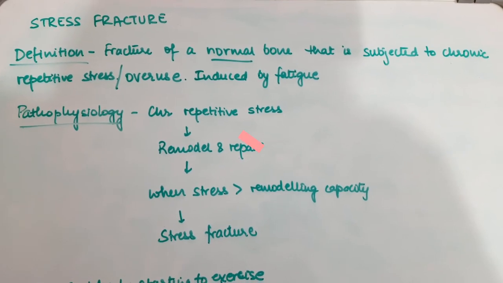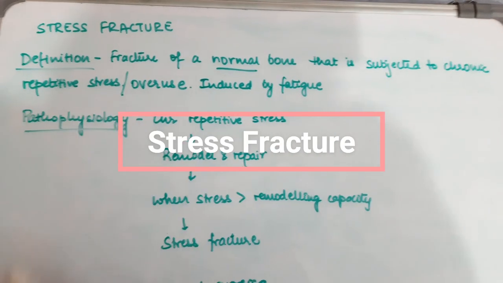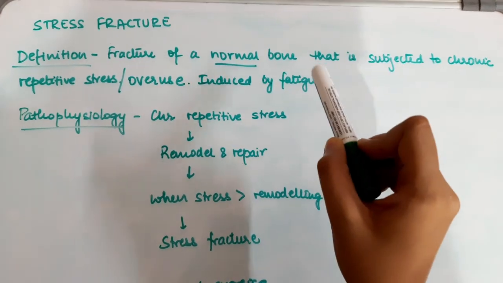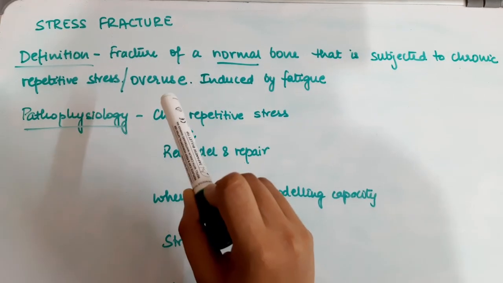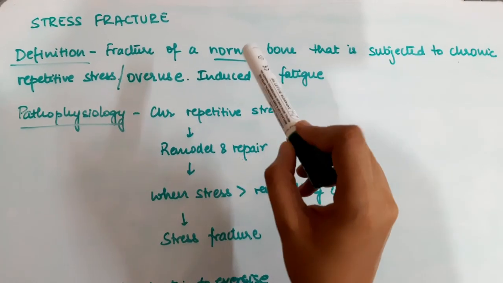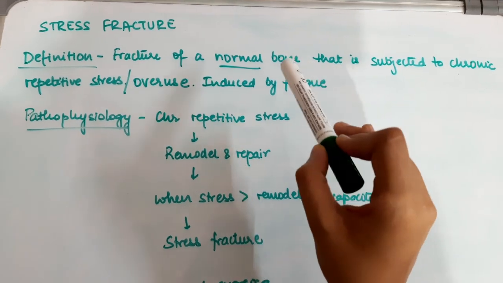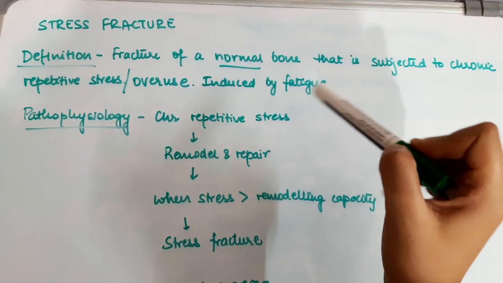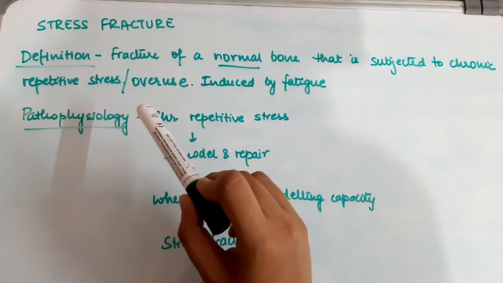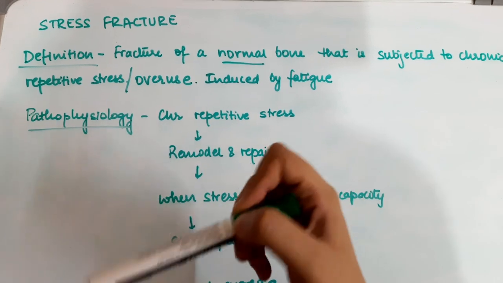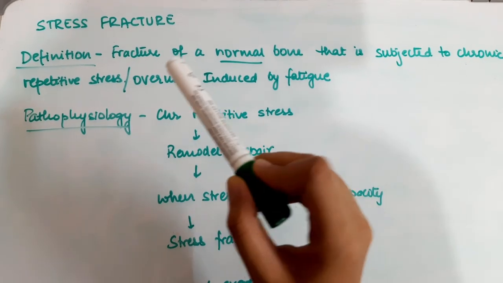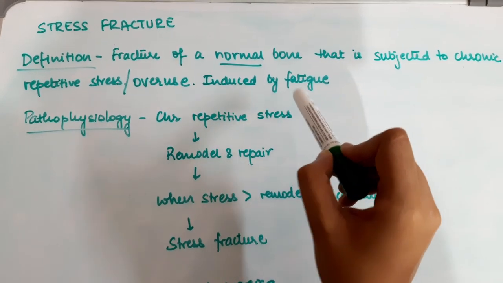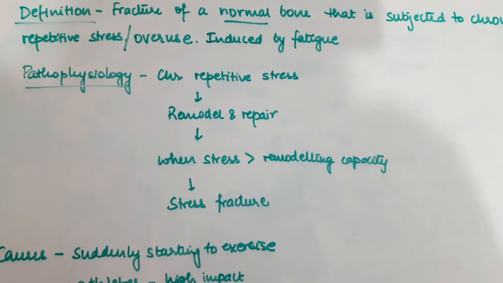Hello everyone. In this video we will talk about stress fractures. A stress fracture is a fracture in a normal bone that is subjected to chronic repetitive stress or overuse. So the bone is physiologically normal. It does not have any pathology in it, but because it is subjected to repeated stress due to some sort of exercise or other causes that we will see, it develops a fracture. It is induced by fatigue, hence it is also called fatigue fracture.